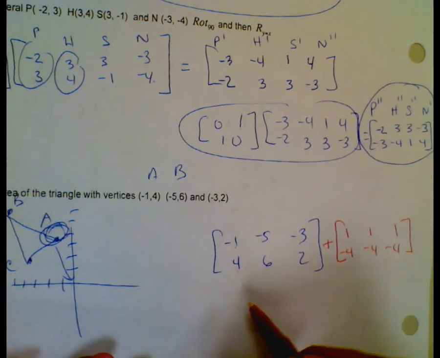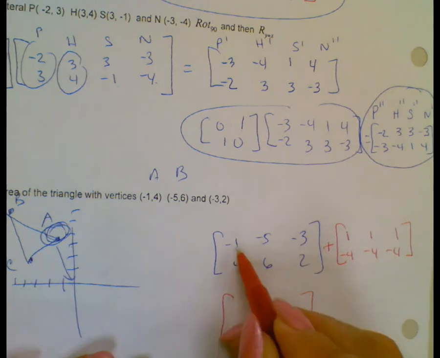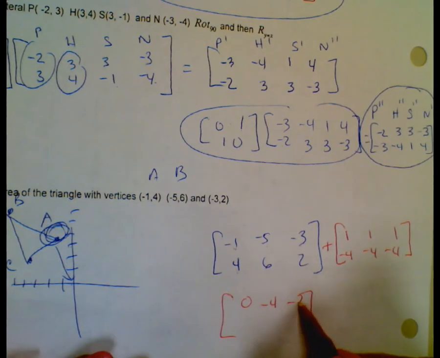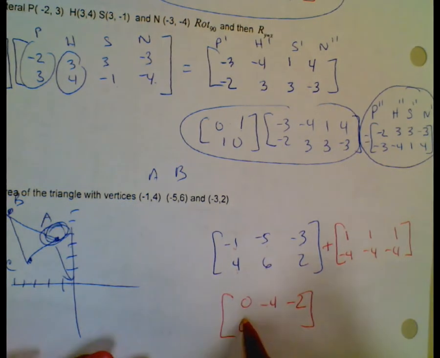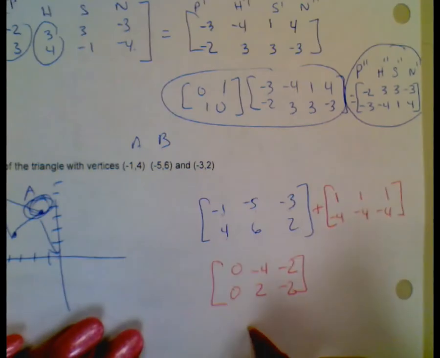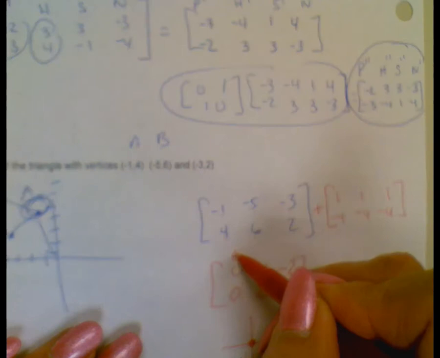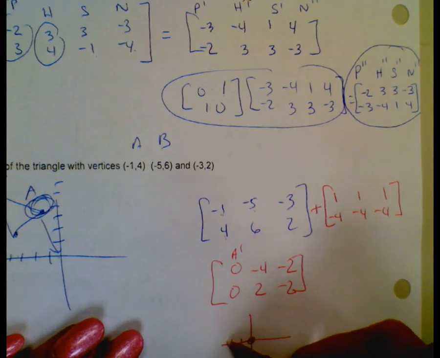So my new ordered pairs would be negative 1 plus 1 is 0. Negative 5 plus 1 is negative 4. Negative 3 plus 1 is negative 2. 4 minus 4 is 0. 6 minus 4 is 2. 2 minus 4 is negative 2. So our new triangle is 0, 0, which is going to be A prime. It's going to be negative 4, 2. It's going to be B prime. And negative 2, negative 2, which is C prime, which looks like this.